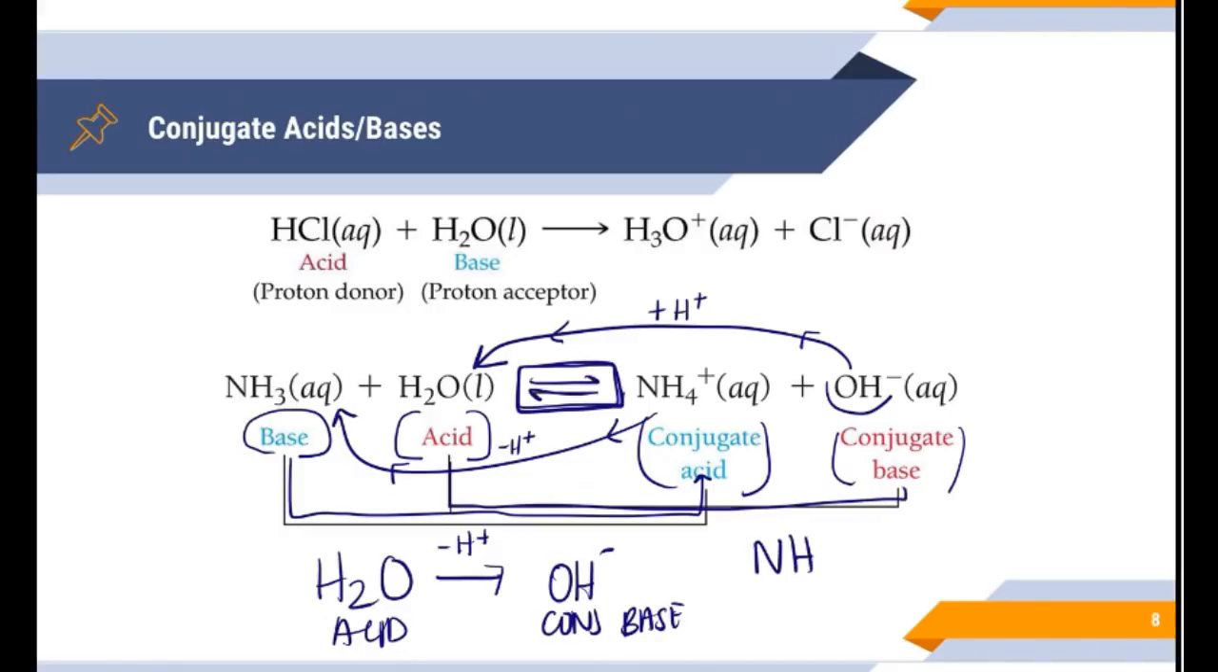Versus my base, NH3. A base's job is to accept H+, so literally add an H+. So we add an H, and we add a positive charge. So this is my conjugate acid. And these are called conjugate acid-base pairs.